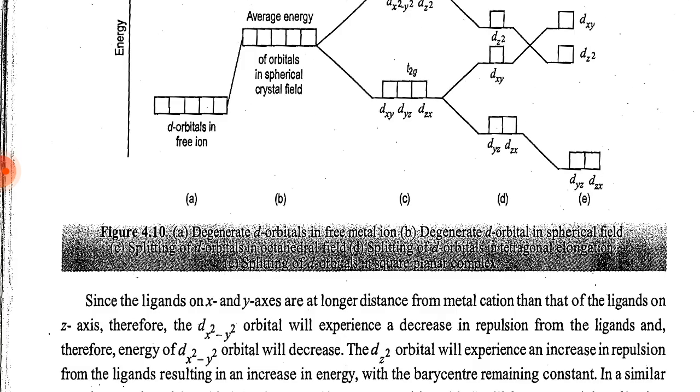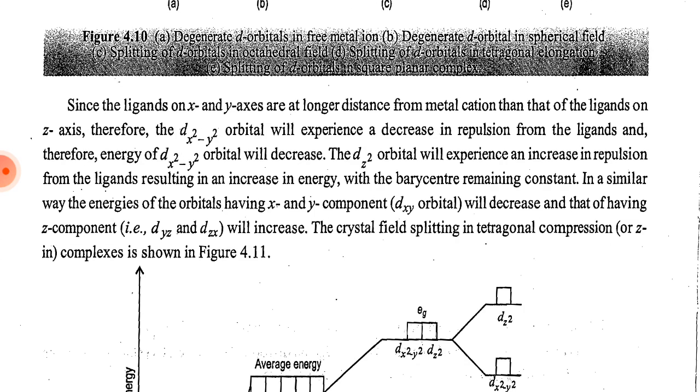Since the ligands on the x and y axes are at a longer distance from the metal cation than the ligands on the z axis, therefore the dx2y2 orbital will experience a decrease in repulsion from the ligands, and therefore the energy of the dx2y2 orbital will decrease. The dz square orbital will experience an increase in repulsion from the ligands, resulting in an increase in energy, with the barycenter remaining constant.